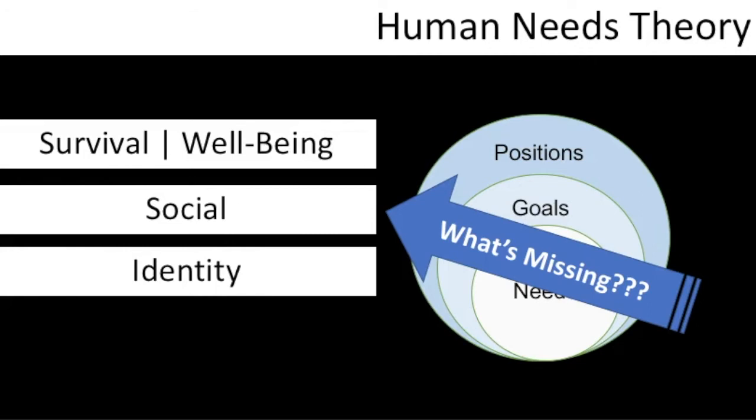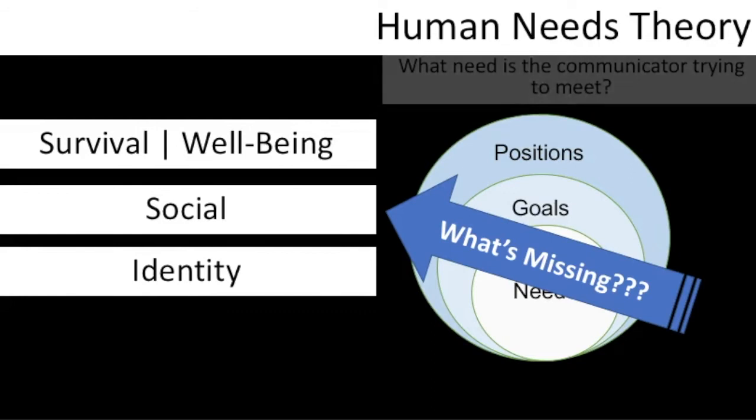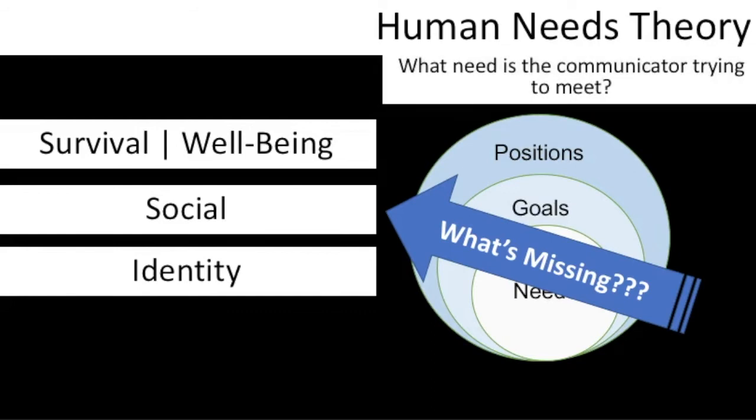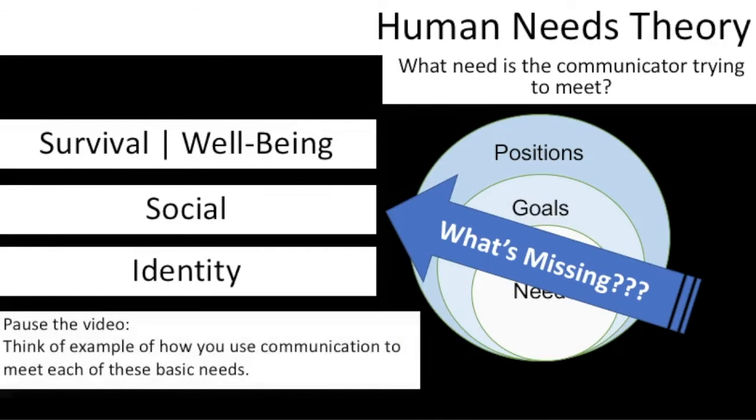Regardless of the model being used, scholarship on interpersonal communication often emphasizes that communication with others is vital for meeting all of our basic human needs. Further, scholarship on communication in conflict situations often suggests that in these situations we should always try to identify the need that the parties involved in the conflict are trying to meet through their communicative acts. Pause the video. Think of an example of how you use communication to meet each of these basic needs. Sorry for the little typo in this box here.